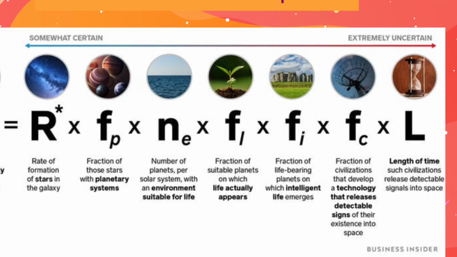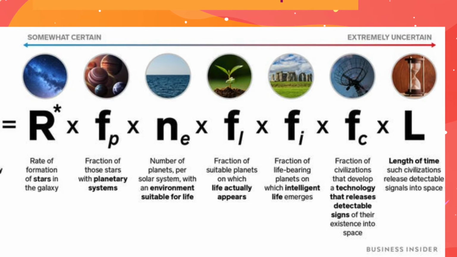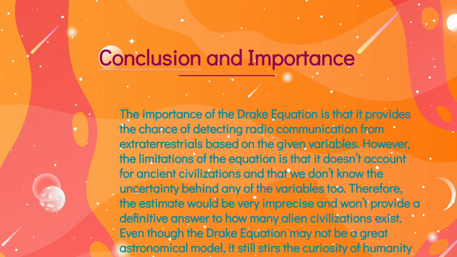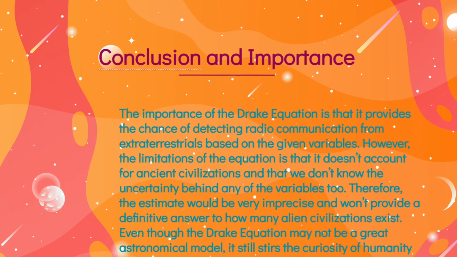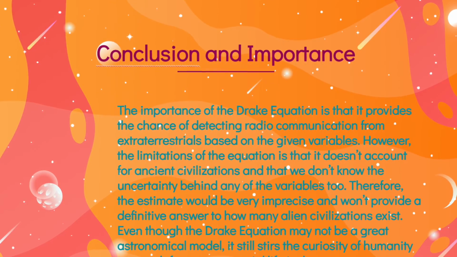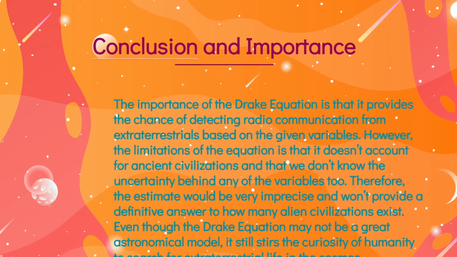And finally, the last variable is the length of time that these civilizations release those detectable signals into space. Because after they stop, then they won't be an actively communicating species. That was just a brief summary of the Drake equation, but its importance is that it provides the probability of detecting radio communication from extraterrestrials based on these given variables.